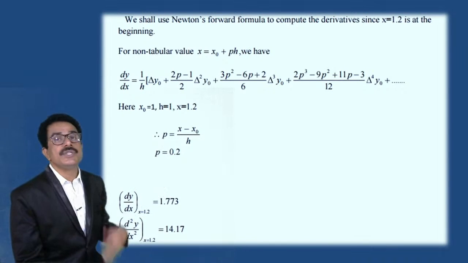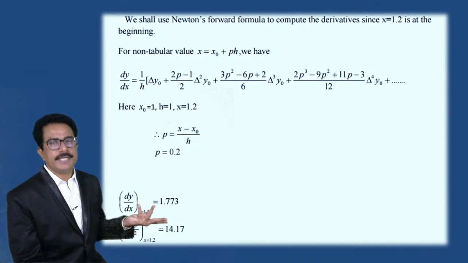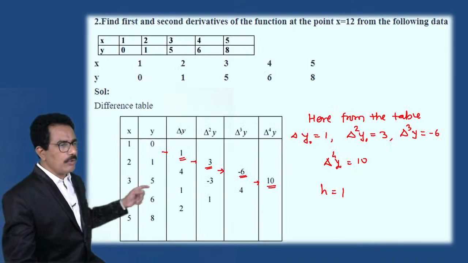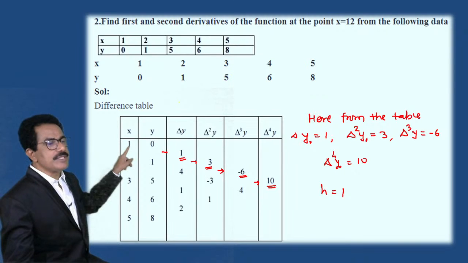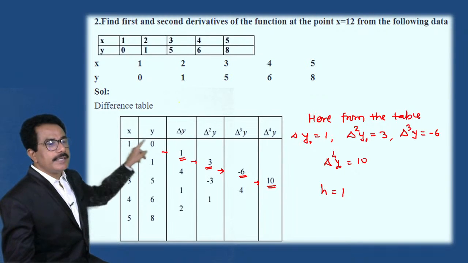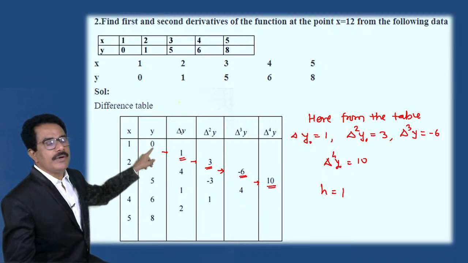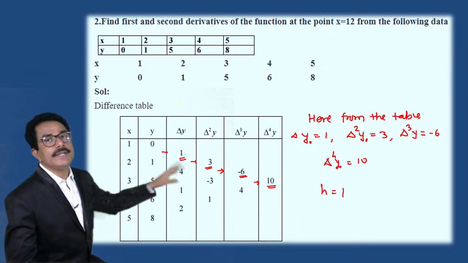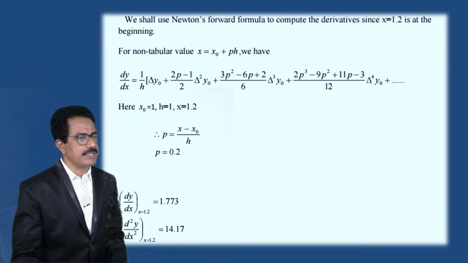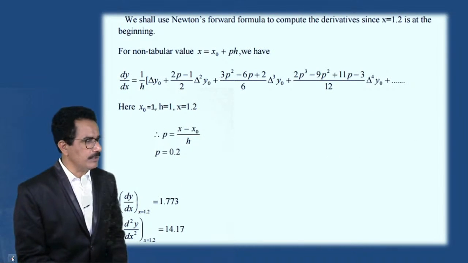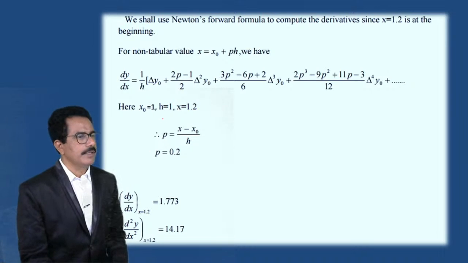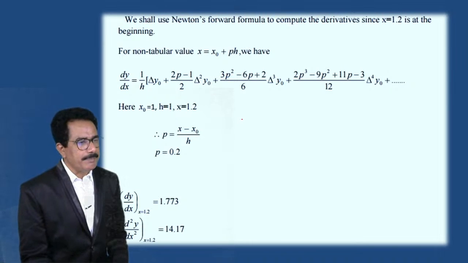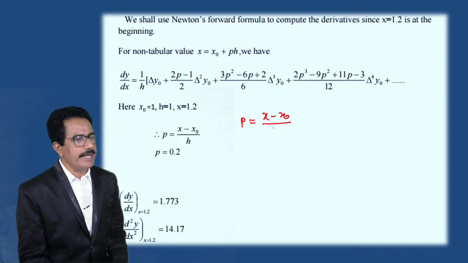Put x0 means 1, first term you have to put x0, x0 means 1, delta x0 means 0, so these are the forward differences for x0. So x is equal to 1.2, put h is equal to 1, so we can write p is equal to x minus x0 divided by h.